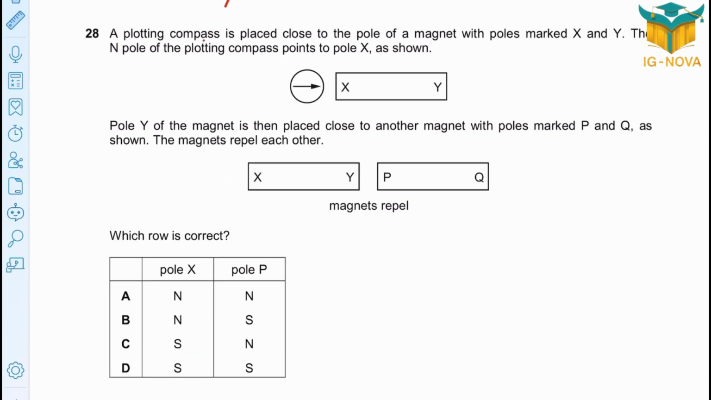Question 28. A plotting compass is placed close to a pole of the magnet with poles marked X and Y. The N pole of the plotting compass points to X. As it's attracted, X must be a south pole, and here it's a north pole. Pole Y of the magnet is then placed close to another magnet with the poles marked P and Q, as shown. The magnets repel each other. So, as Y is north, by repelling, P must be north and Q is south. Which is correct? X is south, and P is north. The right option is C.